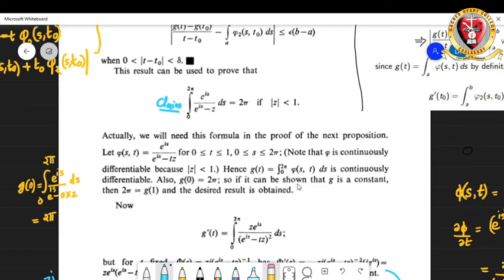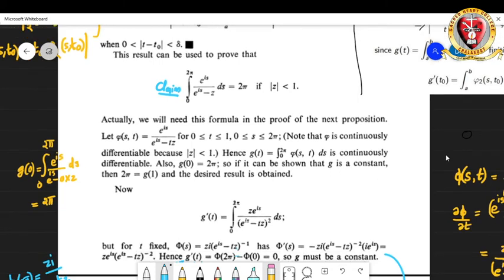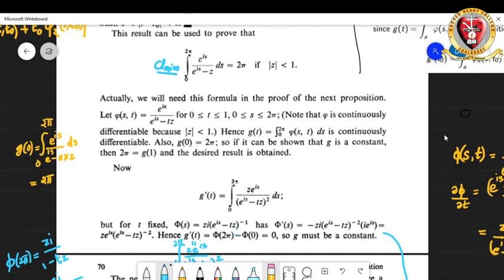Now what we are aiming for: we got g(0) equal to 2π. We are going to show that g(1) is equal to 2π. Then we can say that g is a constant, and that is what we need in the LHS, equal to 2π. That is what we have to prove. We proved that g(0) is equal to 2π. So in the next step, we are going to find g′(t).